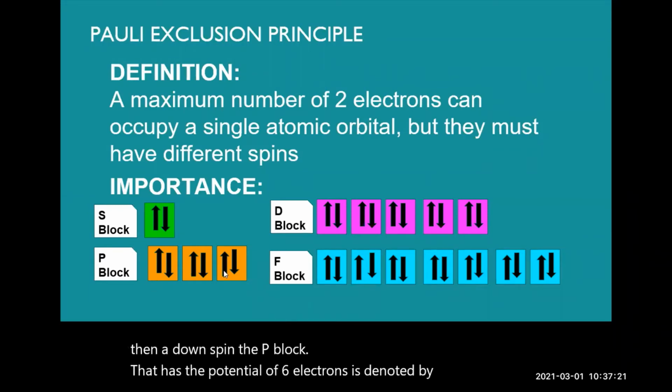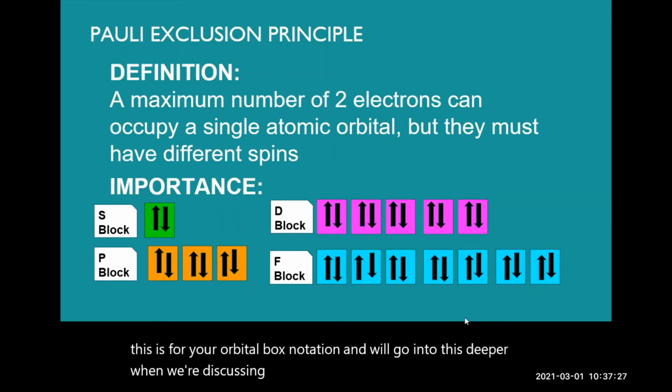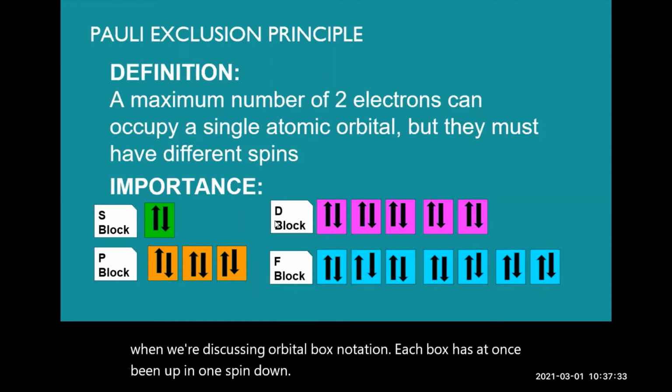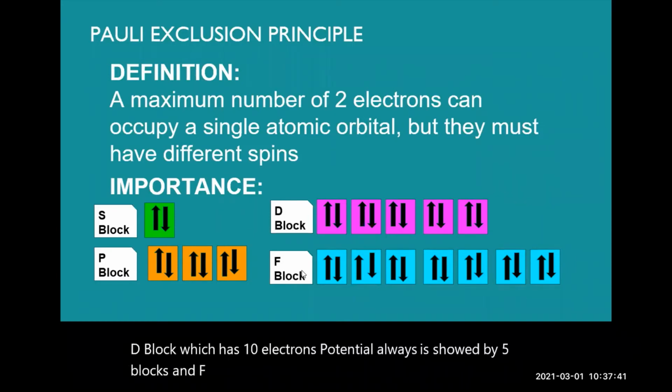So this is for your orbital box notation, and we'll go into this deeper when we're discussing orbital box notation. And each box has one spin up and one spin down. The D block, which has 10 electrons potential, is always shown by 5 blocks, and the F block, which has a 14 electron potential, is shown by 7 blocks. They're all up and down.